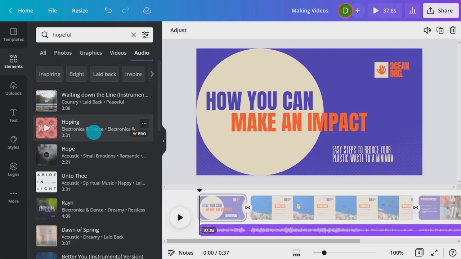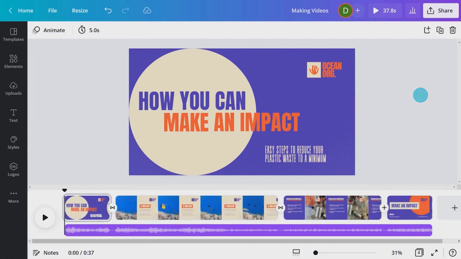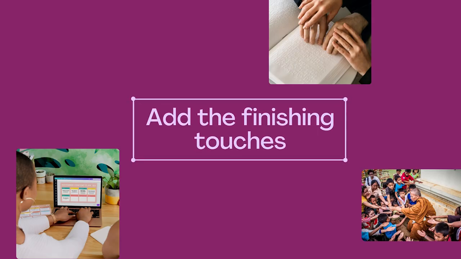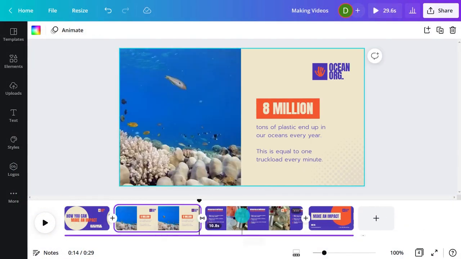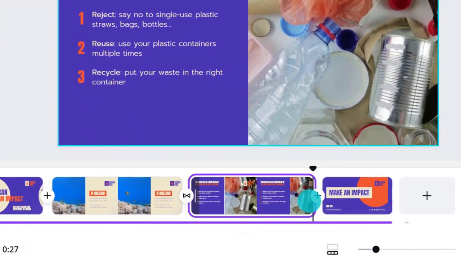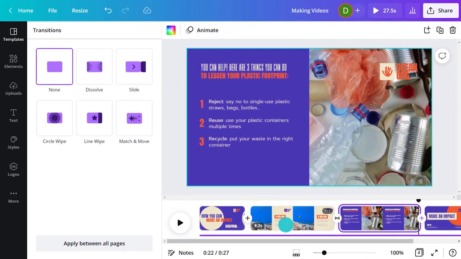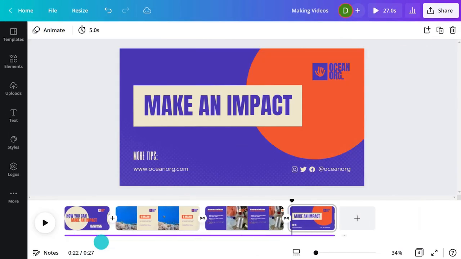Our video is shaping up pretty well. We just need to edit it some more to make it feel more cohesive. Click on each page and drag the sliders to make that portion of the video shorter or longer. To help our pages come together, we can also add transitions by clicking the plus sign and add transition. Let's go for a dissolve effect and apply it to all our pages.